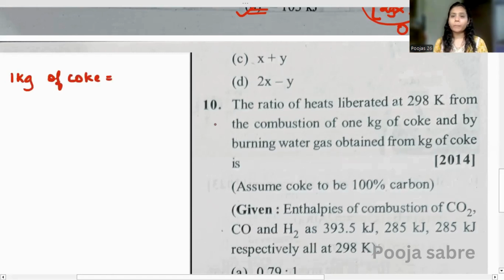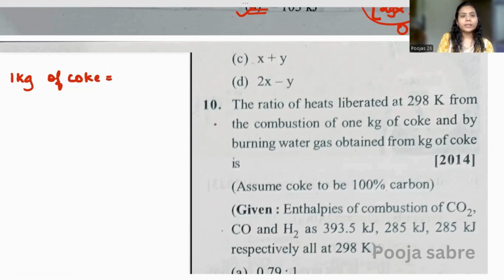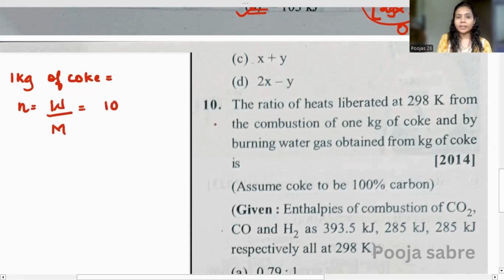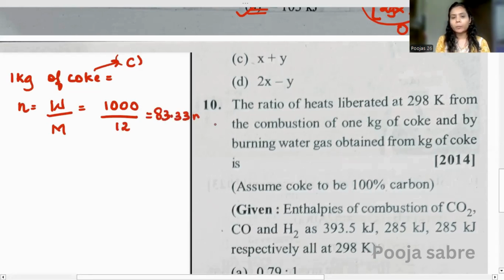So for 1 kg of coke, first of all we will find out what is the number of moles present in 1 kg of coke. So what is the formula for number of moles? It is mass given upon molar mass. So what is the mass given to us? It is 1 kg. Convert it into grams, that is 1000. And what is the molar mass of coke? What is basically coke? Coke is nothing but we are talking about carbon. Okay, so here the molar mass of carbon is 12. So after calculating, we are getting 83.33 moles. So these many moles are present in 1 kg of coke.